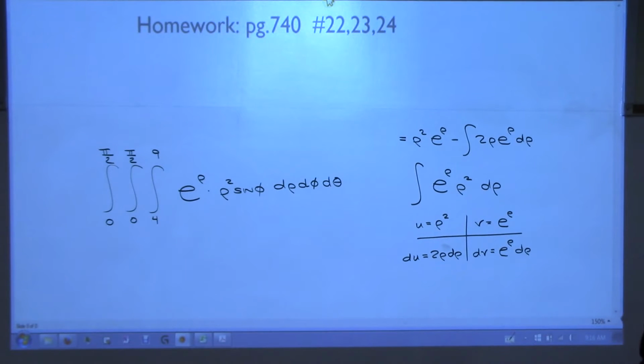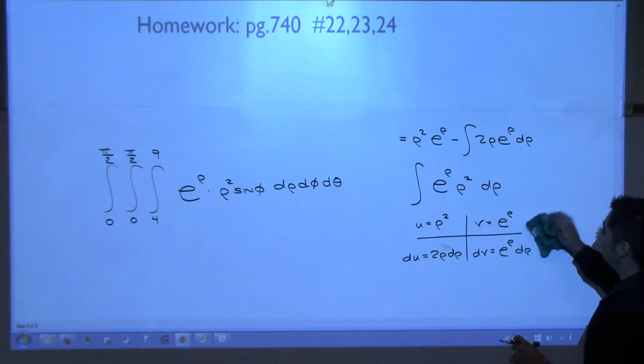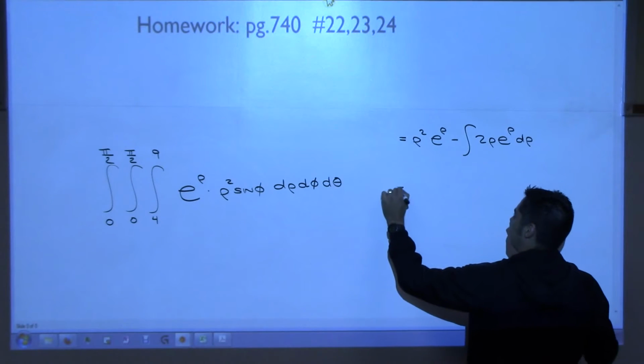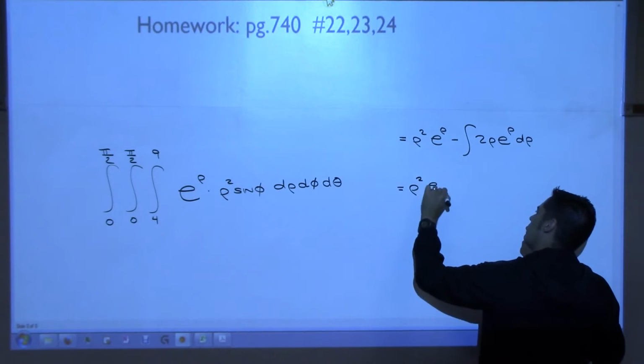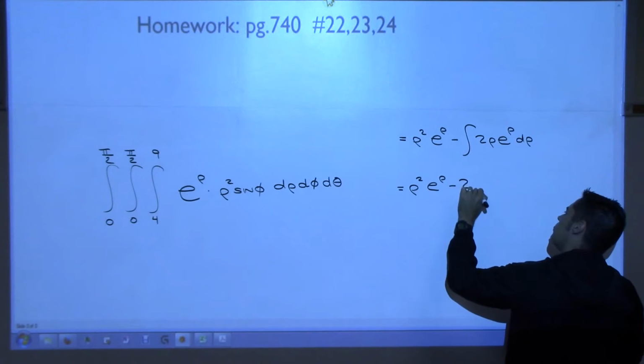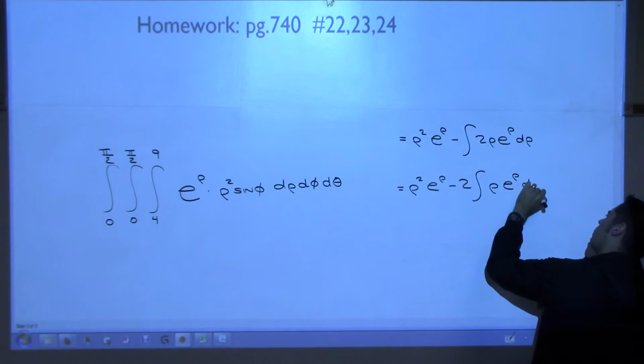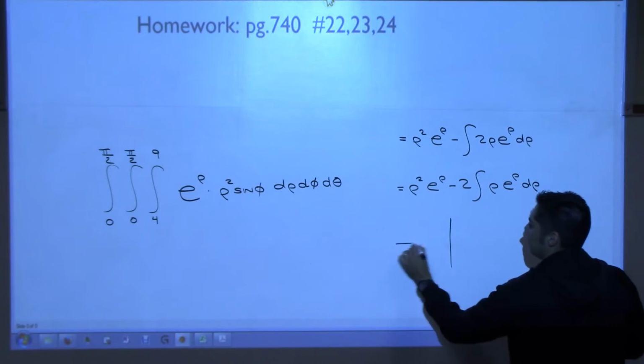And I can pull that 2 out. So I'm done with this for now. Pull the 2 out. Rho squared e to the rho minus 2 integral rho e to the rho d rho. And I have to do integration by parts again.